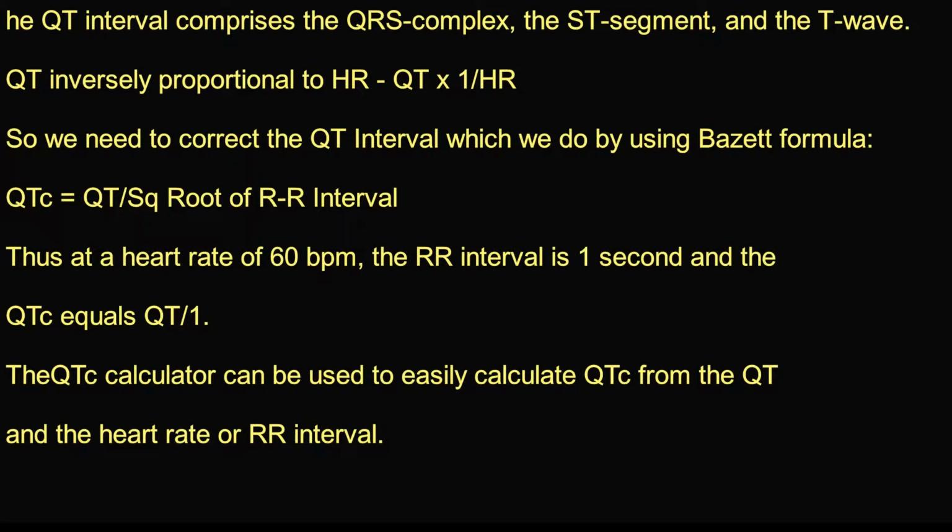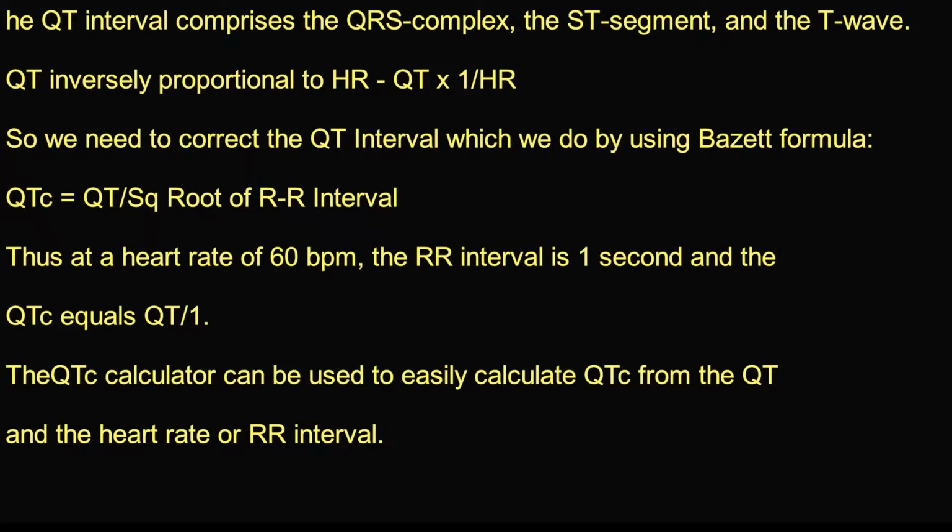Then we have the QT interval. It is from the beginning of the Q wave to the end of the T wave, which means it includes the QRS complex, the ST segment and the T wave. It is also important to remember that QT is inversely proportional to heart rate, which means when the heart rate is more, QT will be less, and when the QT is less, heart rate will be more. When QT is prolonged, there will be bradycardia. And so we need to correct the QT interval when the heart rate is above 100 or less than 60.